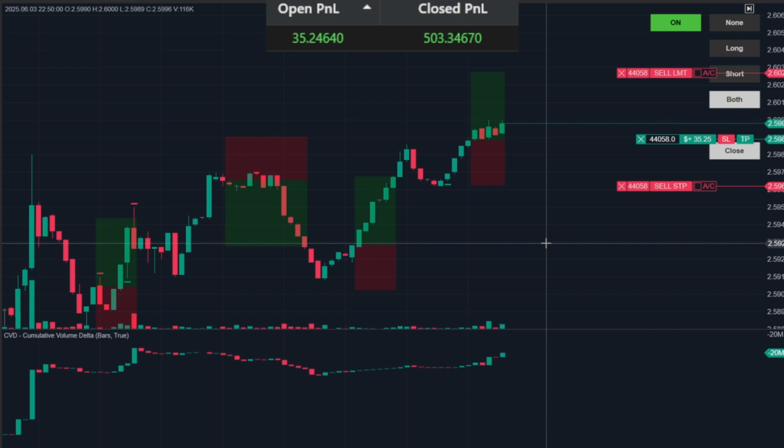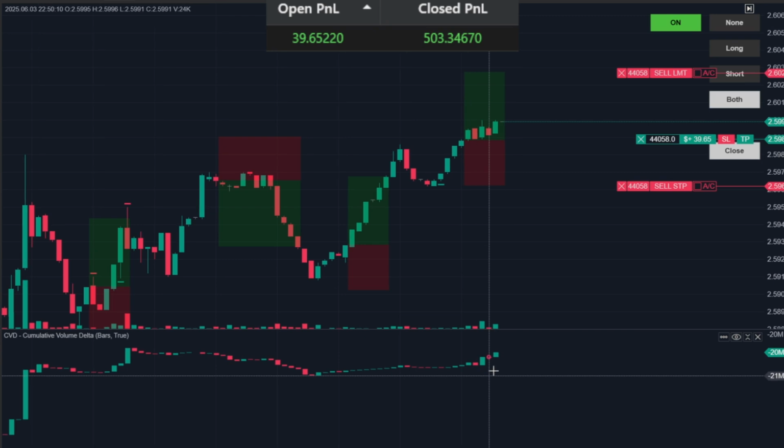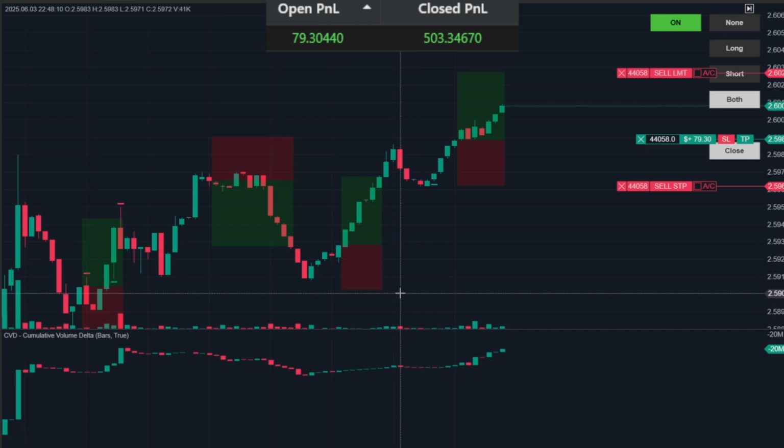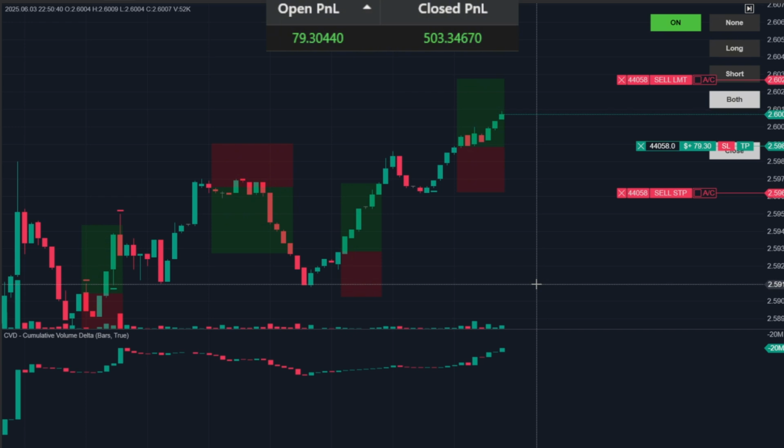But yeah, we get filled into another long, and you can see the delta is increasing here. So I'm quite confident in this trade as well. I think this might be a win. And there's a lot of big positive delta coming in, so that's what I like to see in a long entry like this. So hopefully we can win this.